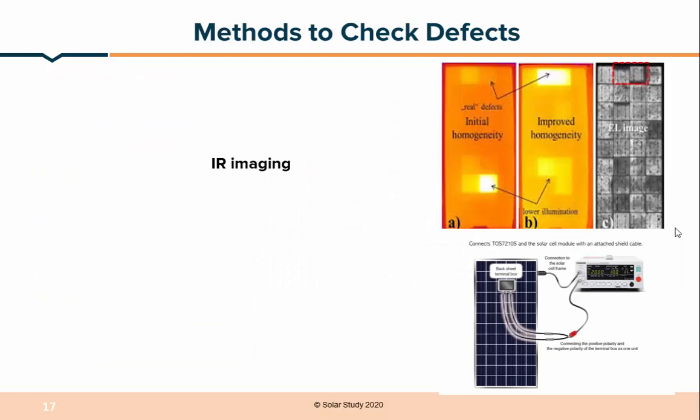We have seen all the methods; I am just briefly explaining them. The IR image is used to check hotspots, and the EL image is used to check micro cracks or small micro defects in the solar cell. And there is another test called the bypass diode test.